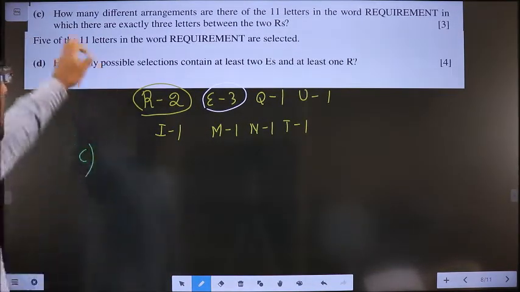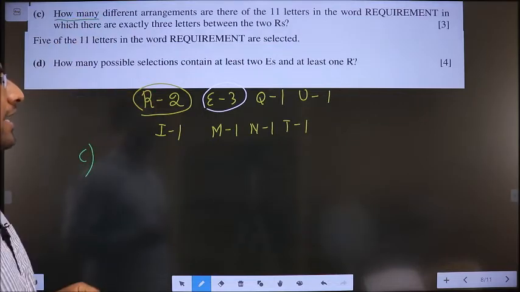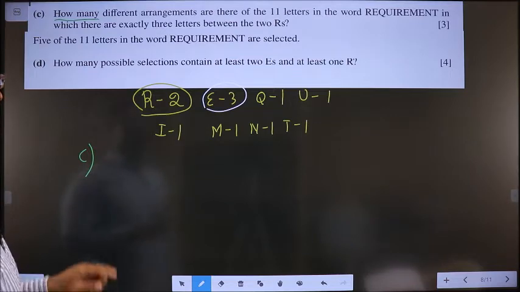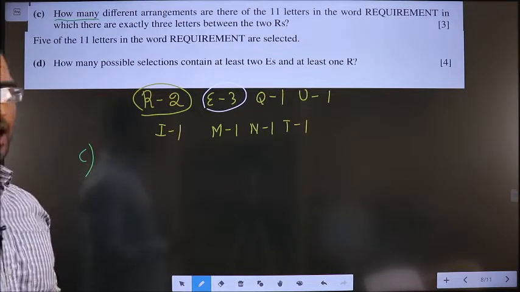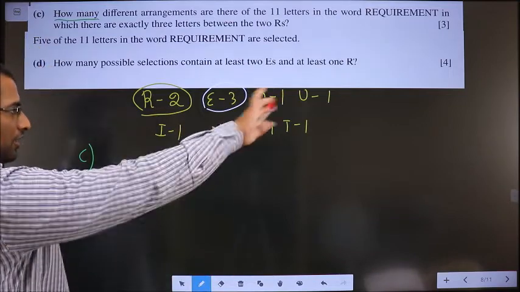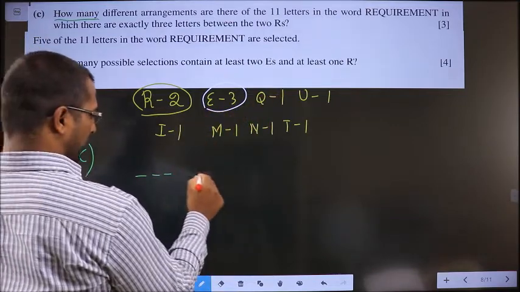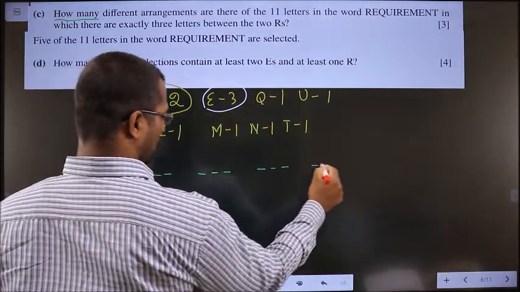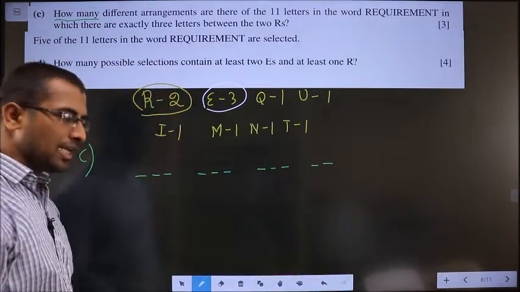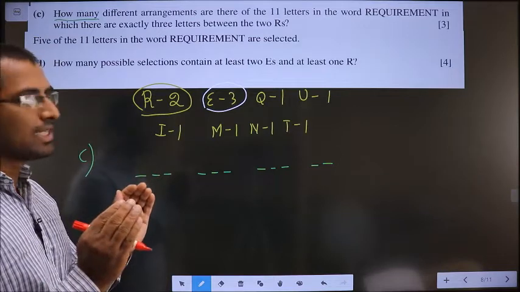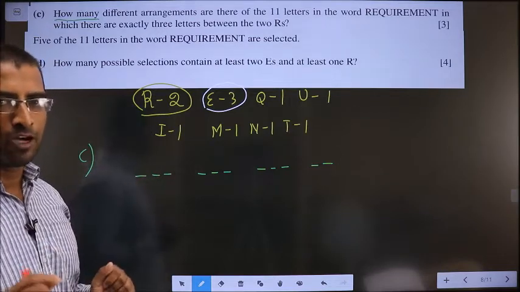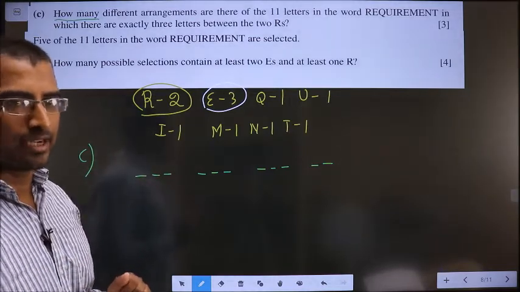C1. How many different arrangements are there of the 11 letters in the word requirement in which there are exactly 3 letters between the 2 R's? You are arranging all these 11. So 11 blanks. Now I should make sure that exactly 3 letters lie between the 2 R's. How do I make sure that?